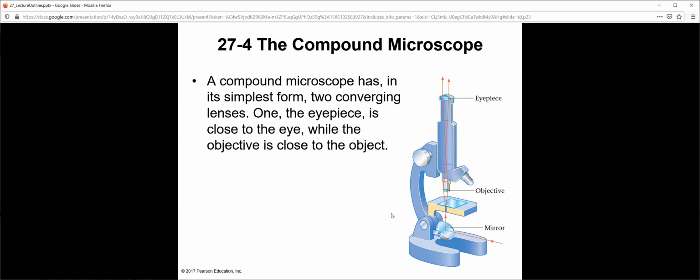Let's talk about a compound microscope. A compound microscope has, in its simplest form, two converging lenses. One at the eyepiece, close to the eye, and the other is close to the object, right? Again, in your lab practicals, this should sound familiar to you, although we don't use mirrors necessarily as much anymore.